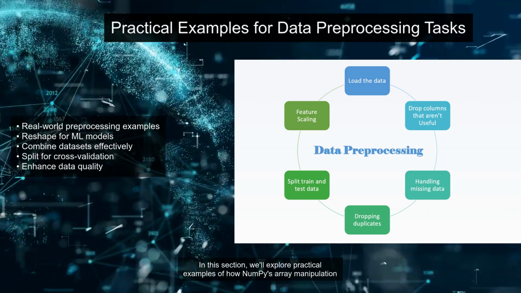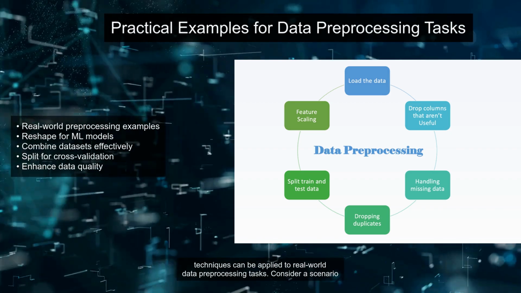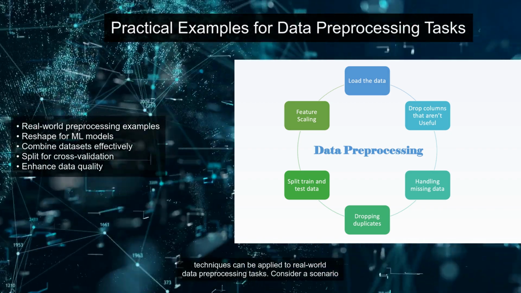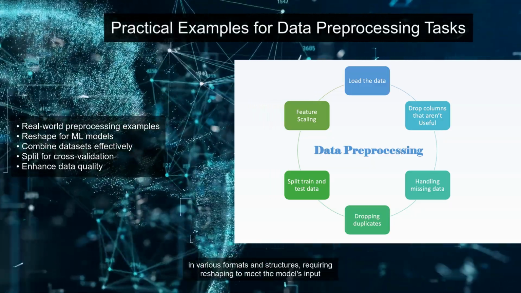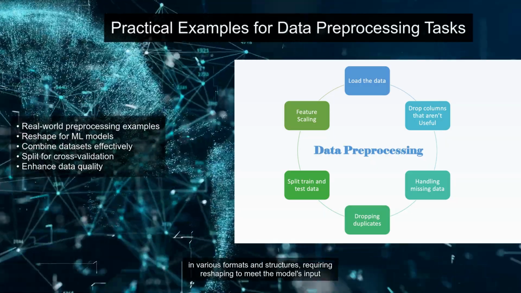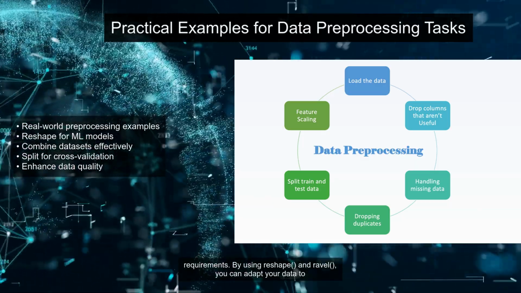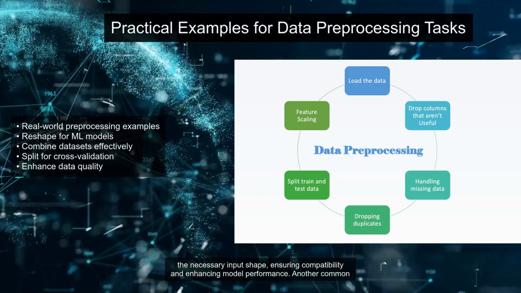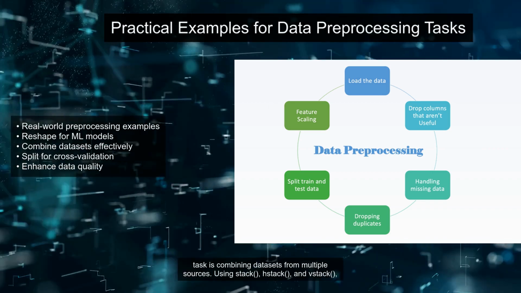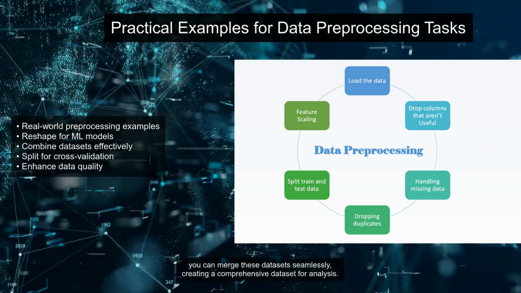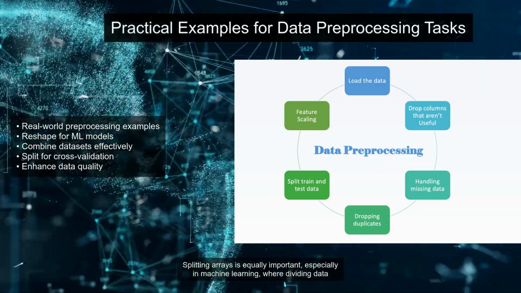In this section, we'll explore practical examples of how NumPy's array manipulation techniques can be applied to real-world data preprocessing tasks. Consider a scenario where you're preparing data for a machine learning model. Often, datasets come in various formats and structures, requiring reshaping to meet the model's input requirements. By using reshape and ravel, you can adapt your data to the necessary input shape, ensuring compatibility and enhancing model performance. Another common task is combining datasets from multiple sources. Using vstack and hstack, you can merge these datasets seamlessly, creating a comprehensive dataset for analysis.